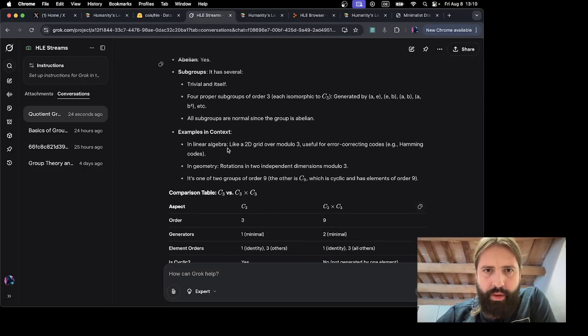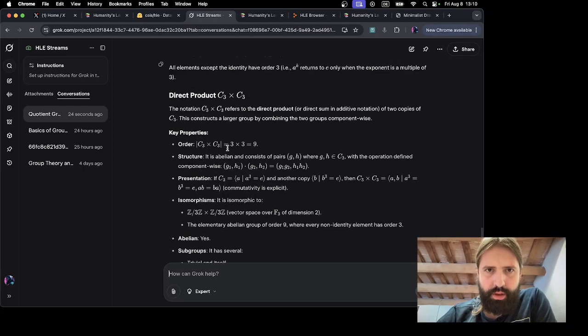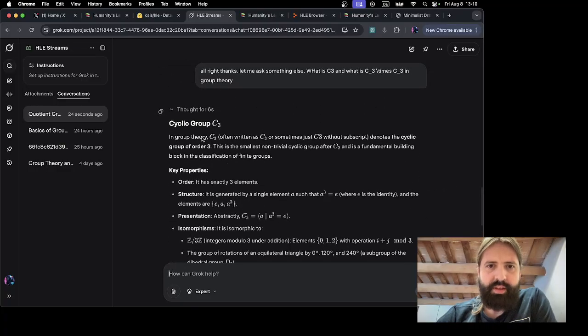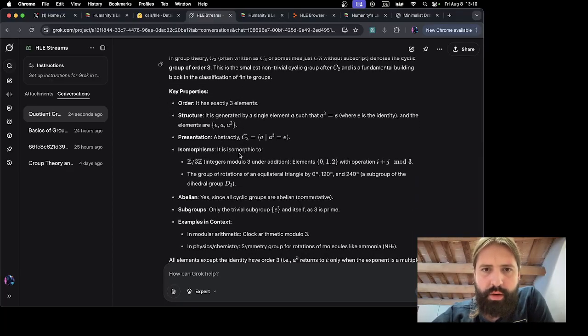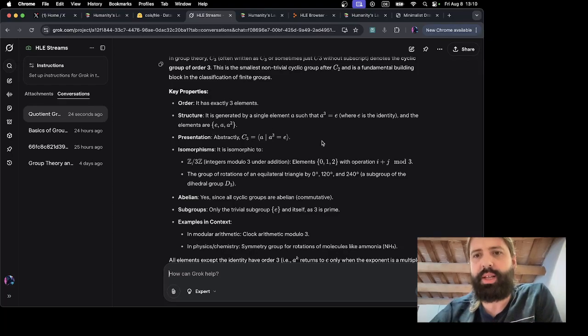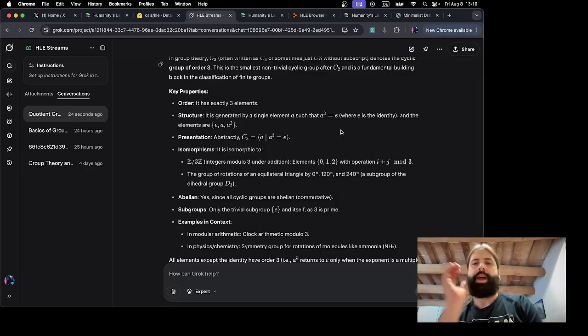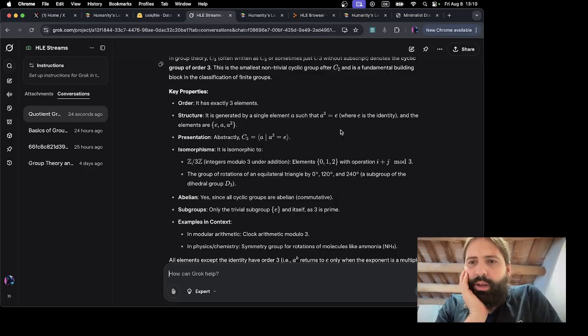Okay, so it's a cyclic group. C, I guess, stands for cyclic. Cyclic group 3, often written as C3, denotes a cyclic group of order 3. This is the smallest non-trivial cyclic group after C2 and is a fundamental building block in the classification of finite groups. It has exactly 3 elements. It's generated by a single element A such that A cubed equals E, and E is the identity. So the elements are E, A, and A squared. Okay?